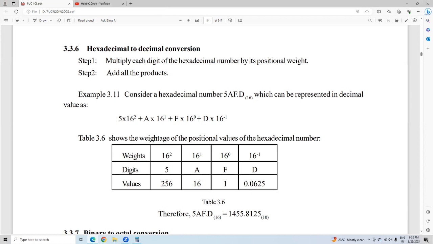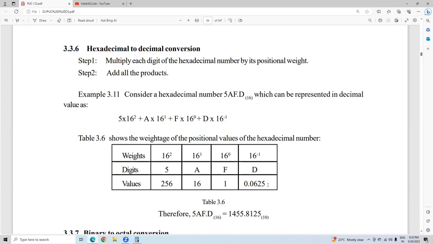So 16 raised to 2 means 256. 16 raised to 1 means 16. 16 raised to 0 means 1. 16 raised to minus 1 means 0.0625. Now A means 10, right? So here you have to do 256 into 5, then 16 into 10, because A means 10. F means 15, so 1 into 15, right?